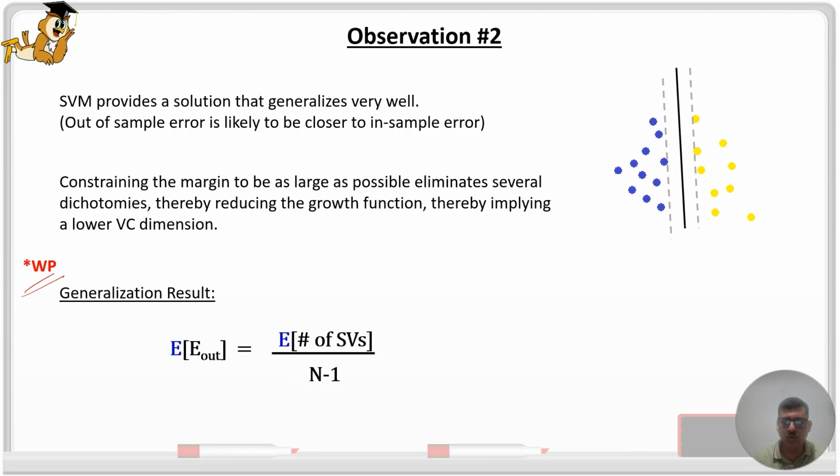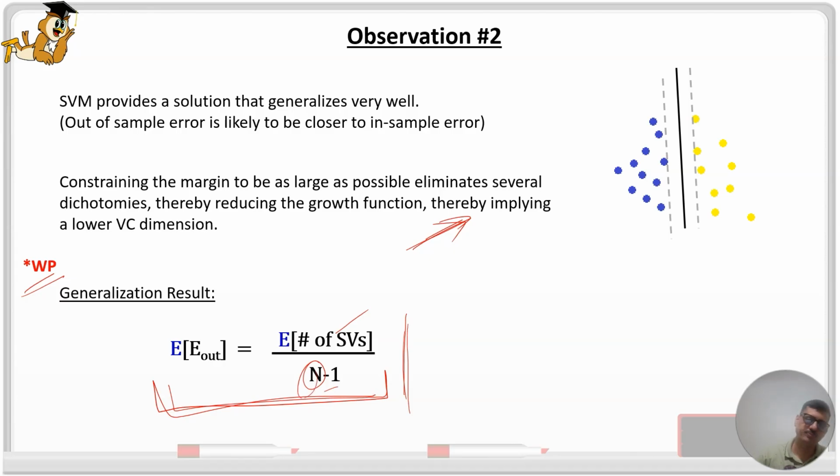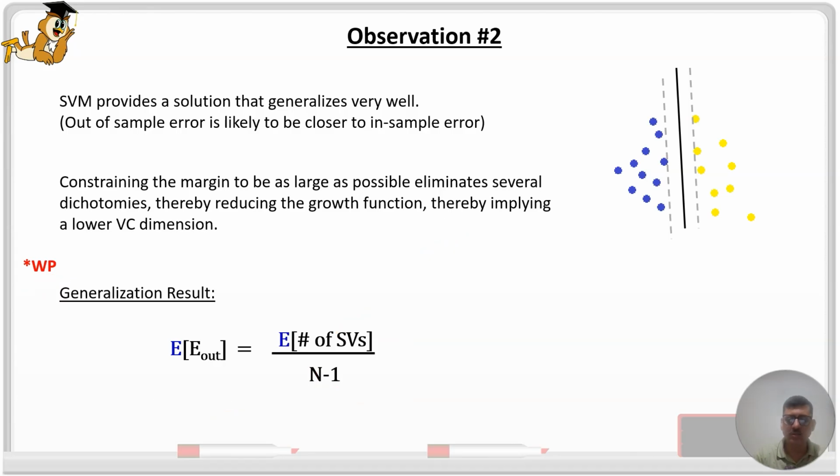Again, I am stating it without proof. You can go back and look at the proof. It's available on the internet. But this is what the generalization result for SVMs is. This was a hand-waving justification that I had given. So, the expected value of the number of support vectors divided by N minus 1, where N is the number of training points. This addresses the question of why an SVM generalizes so well.